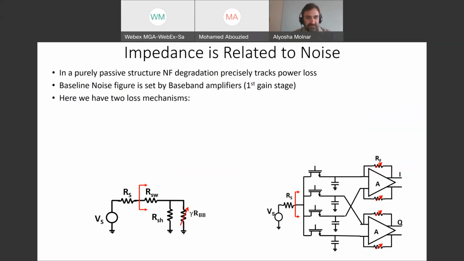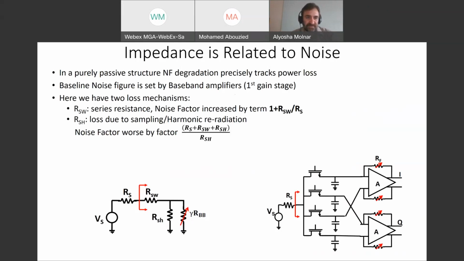And we have two loss mechanisms. The first is just the series resistance of the mixer, and it will increase your noise factor essentially by a term proportional to the ratio of those two resistors, which says you want the switch resistance to be small to improve your noise factor. The second is the loss due to the sampling or harmonic radiation, and that is degraded by a factor related to both the shunting impedance and also the switch and RS. So the overall noise factor includes both, and means we want to minimize our switch resistance, but also maximize our shunt resistance. And the question then is, how do we actually maximize that R shunt? What can we do for that?